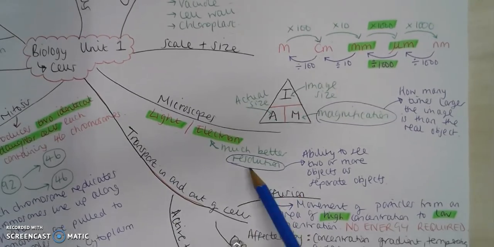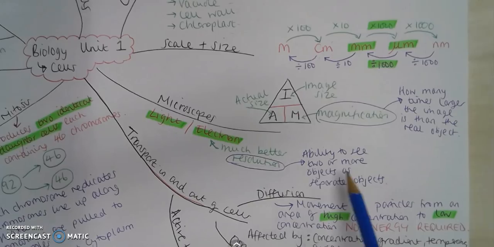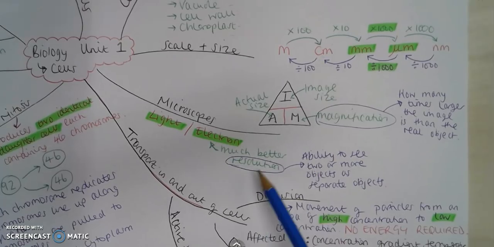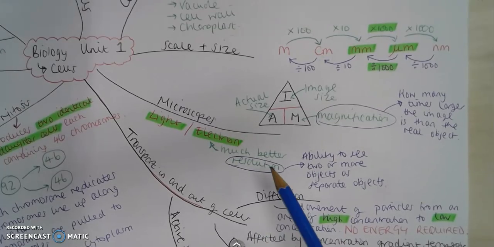And by resolution, what we're referring to is the ability to see two or more objects as separate objects. And so that's just worth bearing in mind with electron microscopes. They're much more powerful because they have a much better resolution.